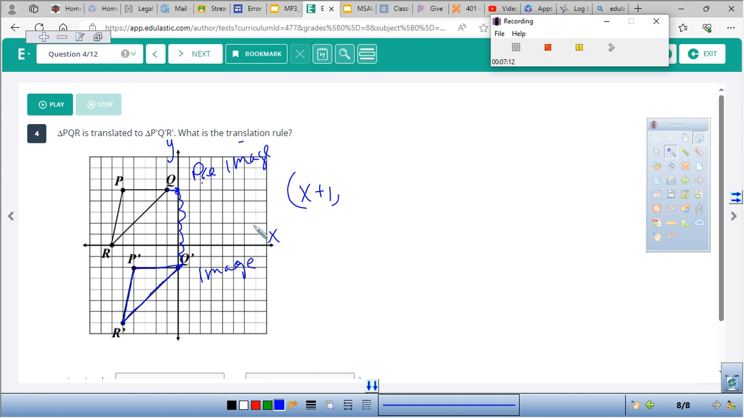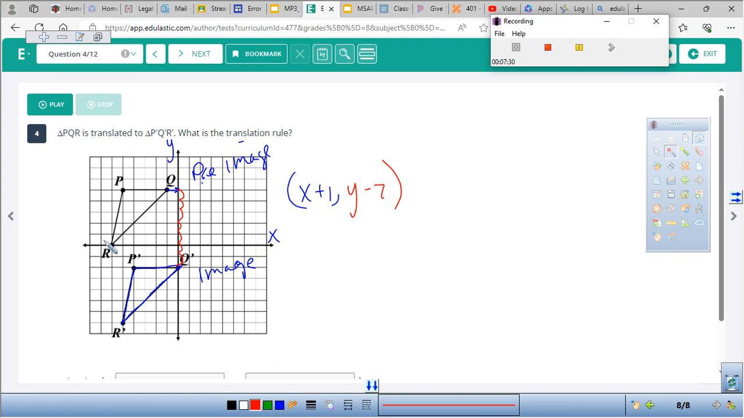I'll change it up with different colors so you can see. Now I'm going to change from the right or left to going down. This is my y-axis, 1, 2, 3, 4, 5, 6, 7. So y minus 7. That's basically the answer. X plus 1, I go to the right.